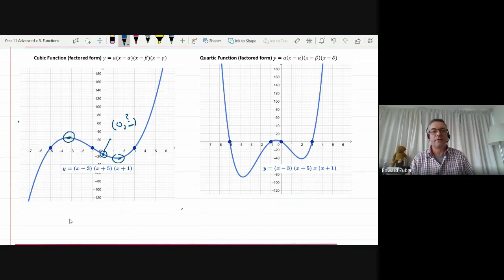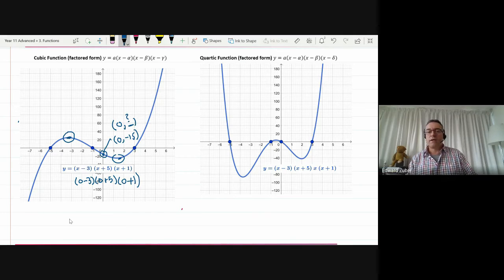What is that value? We can get that pretty quickly by looking at this and imagining x is 0. So it's 0 minus 3, 0 plus 5, 0 plus 1. So it's negative 15. So therefore, that point is 0, negative 15. And that's going to help us draw the curve.